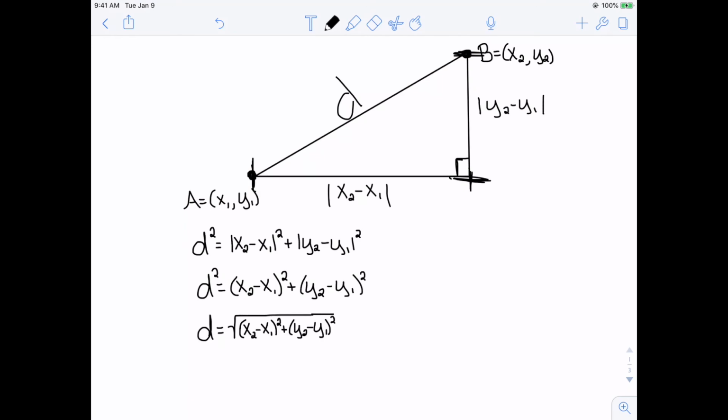And when I do that, I get d, the length of that hypotenuse, is the square root of (x2 minus x1) squared plus (y2 minus y1) squared. So we now have our distance formula. Using the Pythagorean theorem, we were able to find the length of this line segment, which then gives us a way to calculate the distance between 2 points.